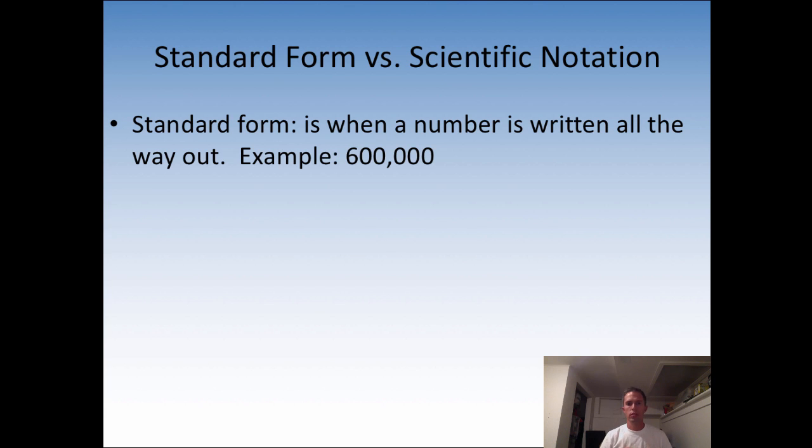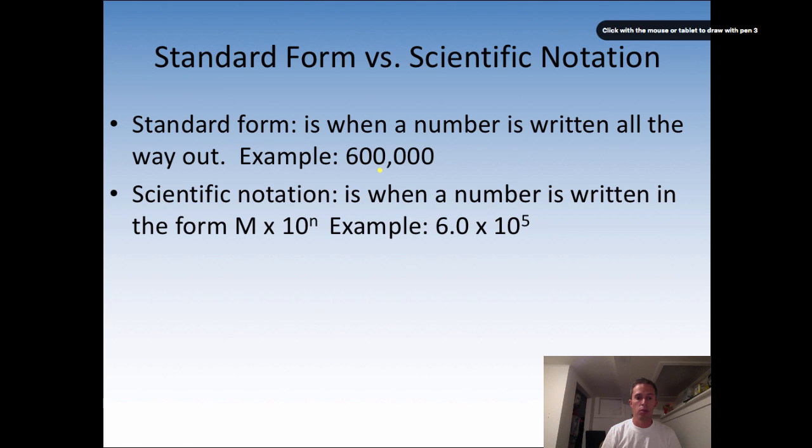Let's contrast standard form and scientific notation, just to help you see what scientific notation does for us. Standard form is when a number is written all the way out. For example, we have a number that is 600,000. That's written all the way out. Scientific notation is when a number is written in the form of m times 10 to the n. If we were to take this number in standard form and convert it to scientific notation, it would look like 6.0 times 10 to the 5th. So it's a little bit easier for us to use large numbers in scientific notation.